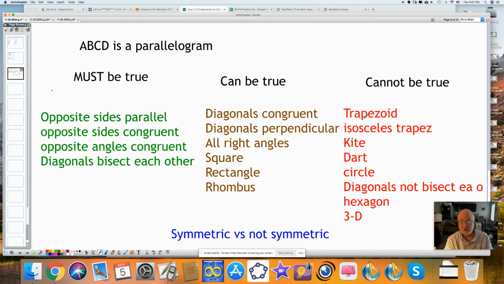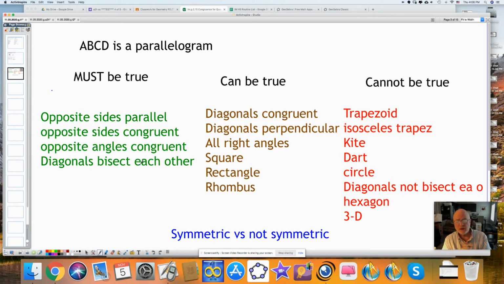That's the family of trapezium. It can't be a circle, can't be a hexagon. It can't be a three-dimensional figure. Those are called polyhedron instead of polygon. And it can't be such that the diagonals do not bisect each other. Someone said it's possible that the diagonals could bisect each other, and I have an argument with that because we know that for it to be a parallelogram, the diagonals must bisect each other, and if the diagonals bisect each other, it can't be anything but a parallelogram.